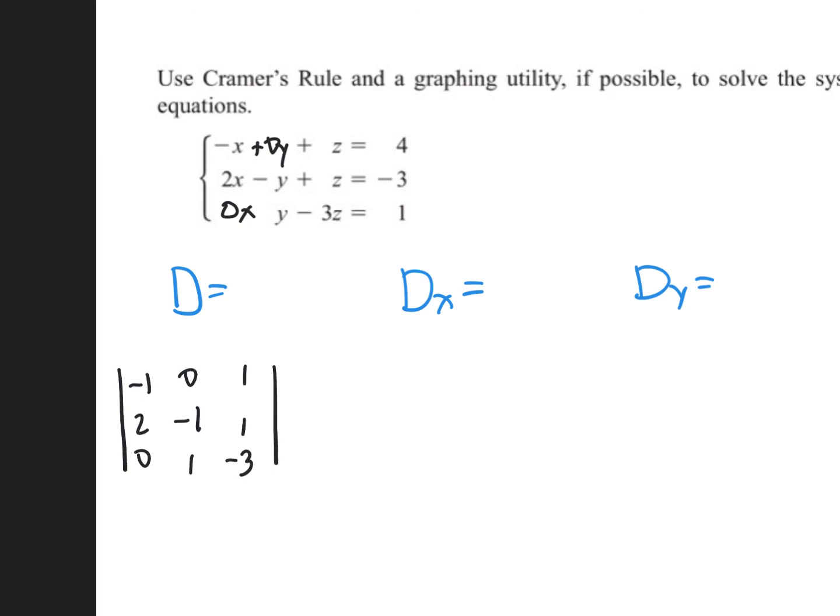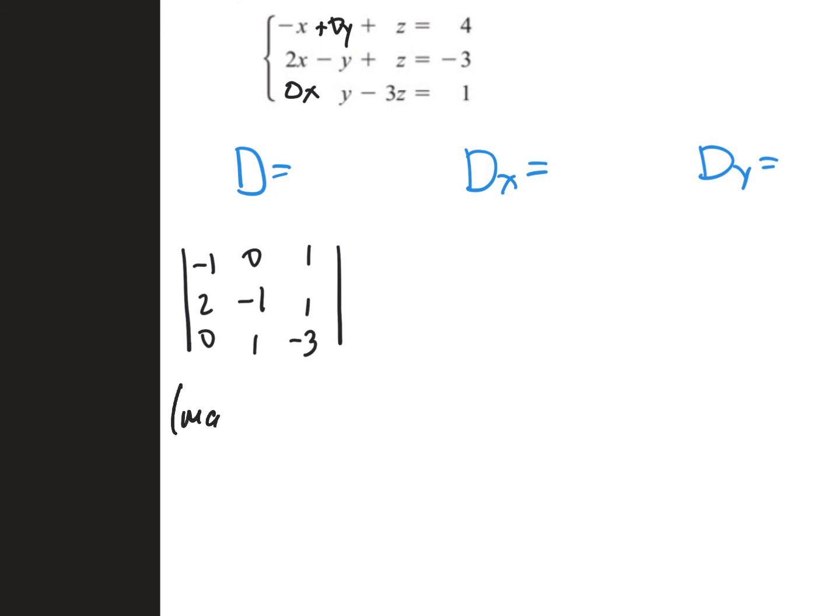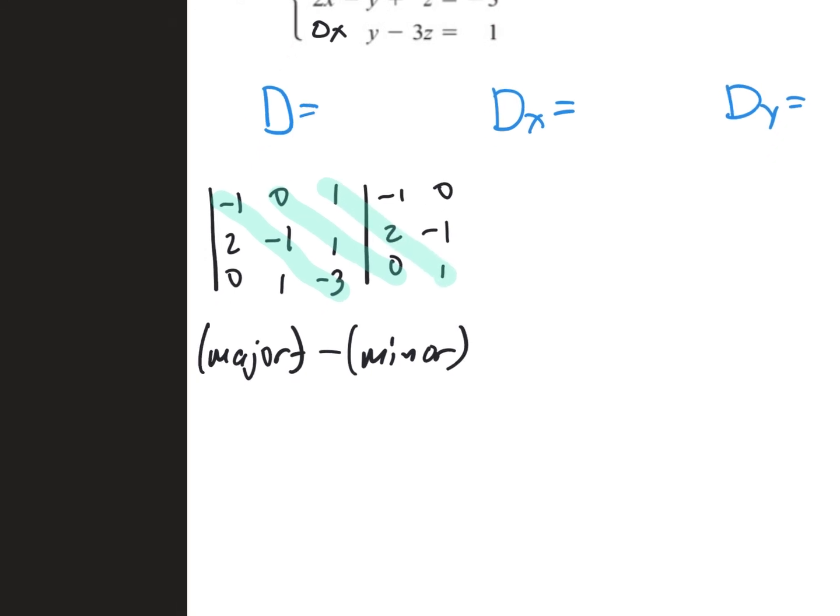How do I figure out, because I have to have my majors minus the minors, what do I have to do before I can do my 3 majors and my 3 minors? I got to recopy. So I have negative 1, 2, 0. And then I have 0, negative 1, 1. So here we go. Let's go with our majors. So there's 1 there, there's 1 there, there's 1 there. So we have, what's negative 1 times negative 1 is 1, right? Times negative 3 gives me negative 3. So then I have 0 times 1 times 0 is 0. And then I have 1 times 2 times 1, which is 2.